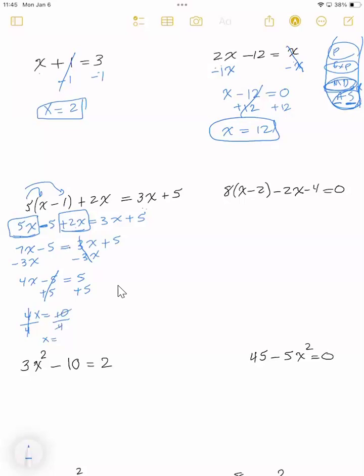But 10 over 4 can be reduced. Both are divisible by 2. 10 divided by 2 is 5. 4 divided by 2 is 2. So the answer is 5 halves.